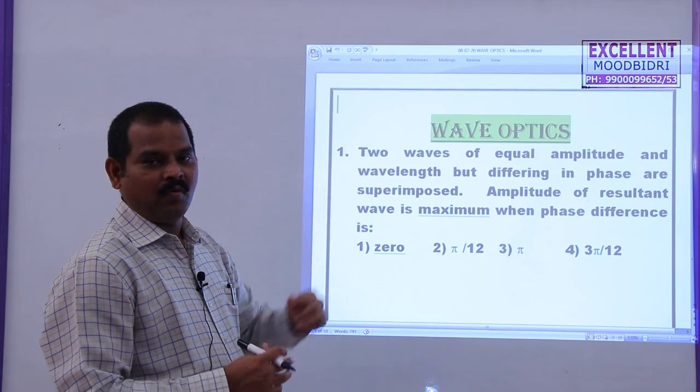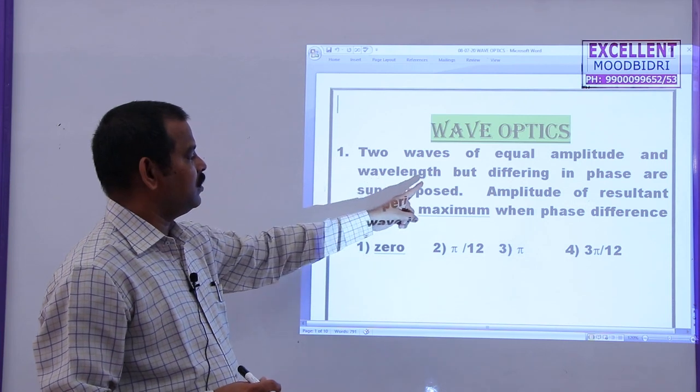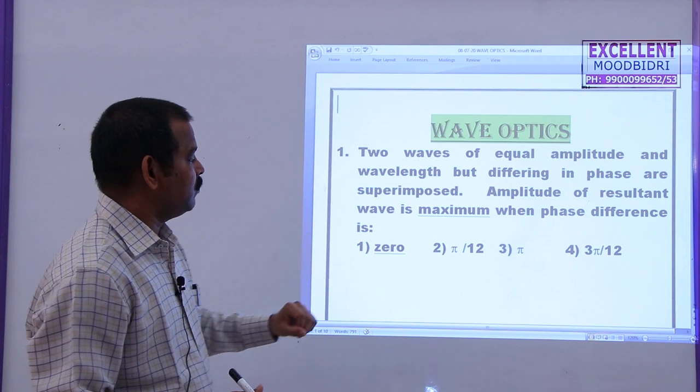Today's topic is wave optics. So in this, two waves of equal amplitude and wavelength but differing in phase are superimposed with each other. The amplitude of the resultant wave is maximum when the phase difference is.